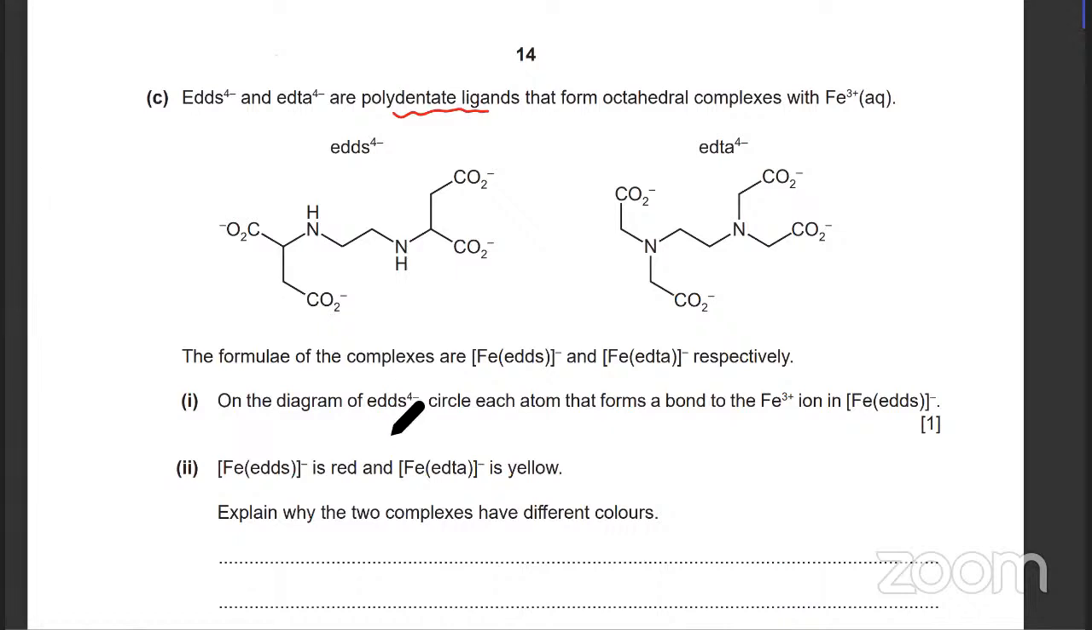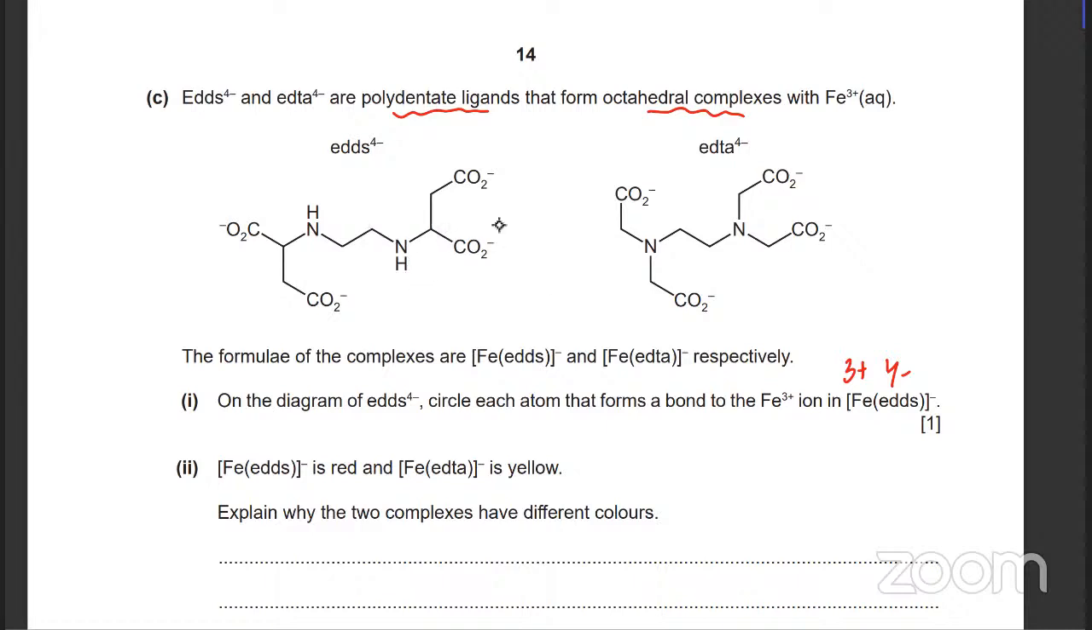So on the diagram, circle each atom that forms a bond with the Fe3 plus ion in Fe EDDS. Now, EDDS has a charge of 4 minus. Fe has a charge of 3 plus, which is why the overall charge on this thing is -1. So who's forming the bonds? He's saying that they form octahedral complexes. So this molecule would form 6 dative bonds if it's an octahedral complex.